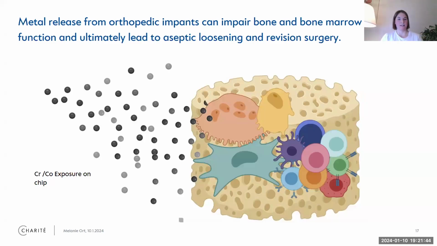So here is a nice BioRender schematic again. We use clinically relevant concentrations of chromium and cobalt. They're usually present in hip and knee implants. And we just basically dumped that on the chip and wanted to see what happens.